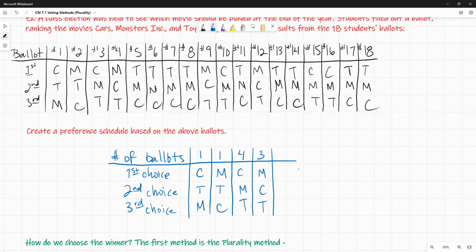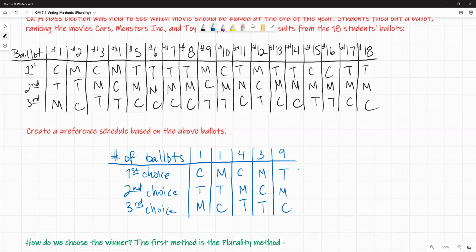Okay. Now let's look for another one. Someone that was here. This one, Toy Story, Monsters Inc., Cars. That one hasn't happened yet either. So here is another one. Monsters Inc., Cars. So let's count. We have 1, 2, 3, 4, 5, 6, 7, 8, 9.